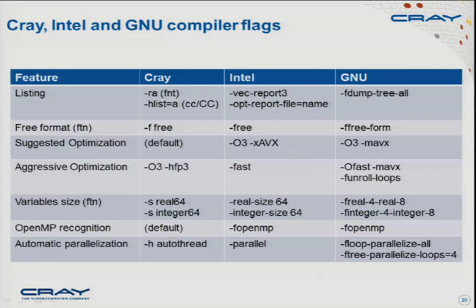But there is also a way to do it for the GNU compiler. Then this is the usual way for Fortran. This is a suggested optimization. Default for Cray. Otherwise, you can specify -O3, which is here, and floating point 3. The corresponding option for the Intel compiler is -xAVX, and the GNU compiler is more or less the same, -mavx. Basically, it's using AVX, but the Intel compiler is also doing specific optimization which is not inside the GNU compiler.